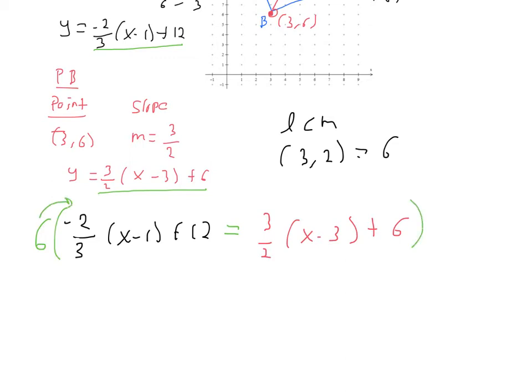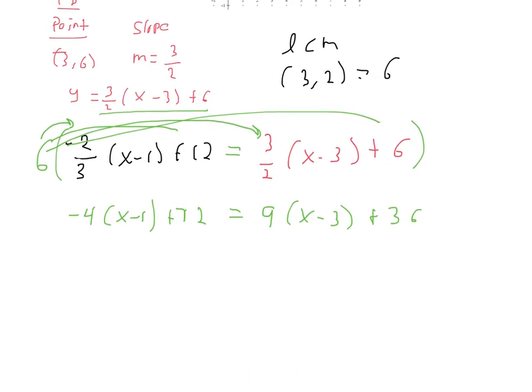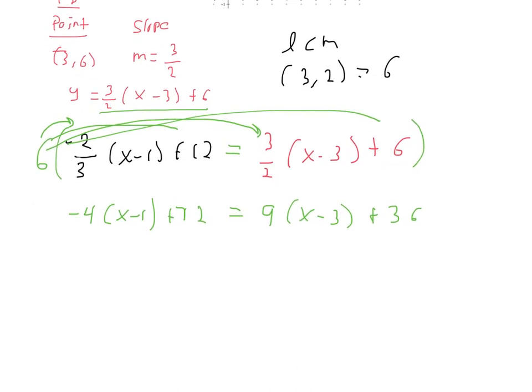6 times negative 2 is negative 12, divided by 3 is negative 4. 6 times 12 is 72. 6 times 3 is 18, divided by 2 is 9. And then lastly, 6 times 6 is 36. So this is helpful because now we don't have any more fractions and I can just kind of solve.